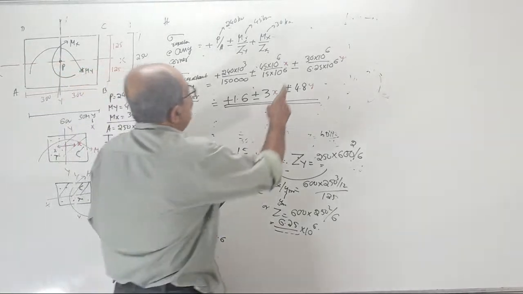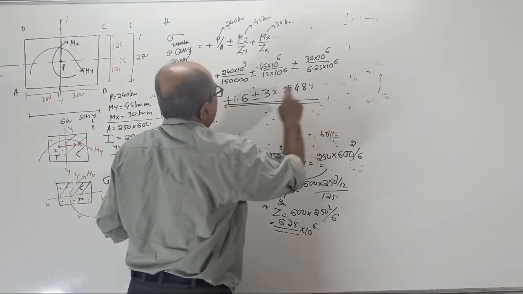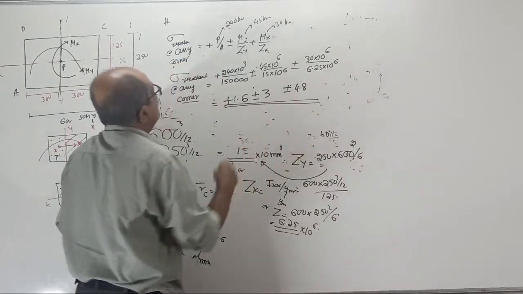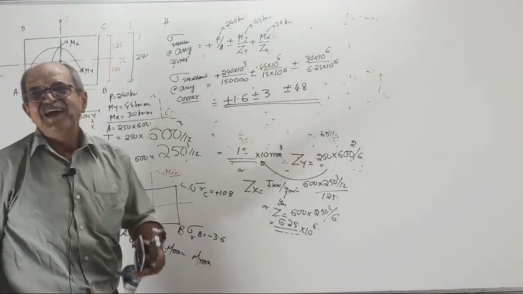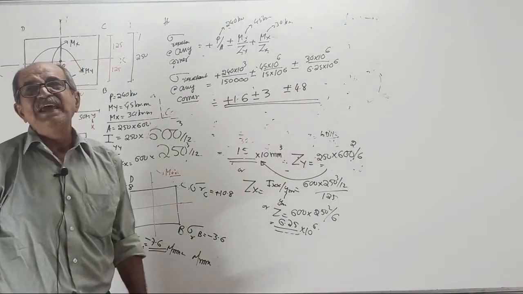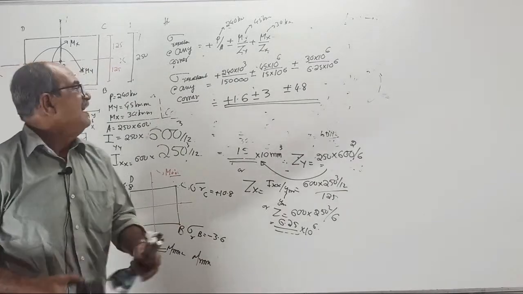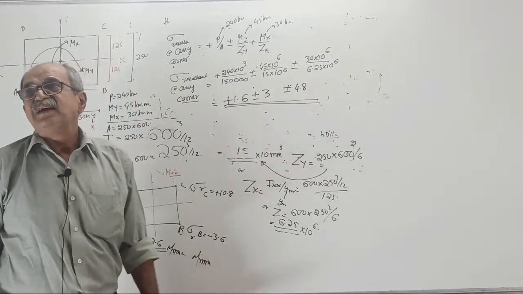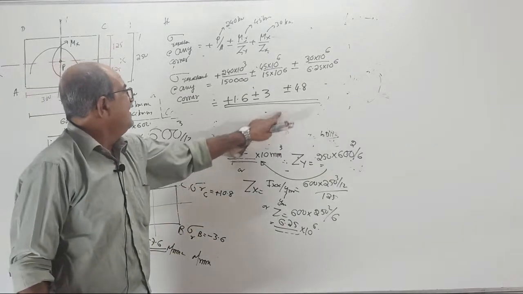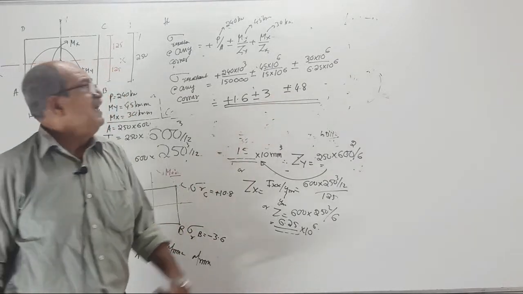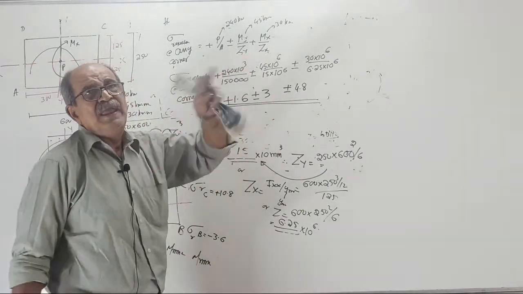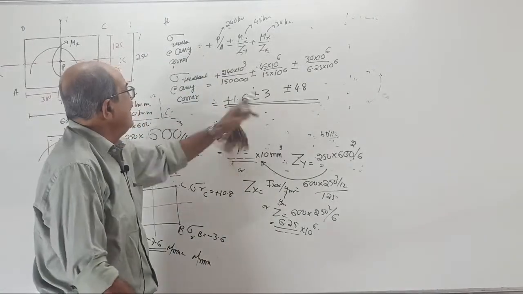M by I into Y. Sorry, now there is no X and Y. See, this is because of feeling tired. Actually, a lot of work today. I went out and came late. So that's why no X and Y. M by I into Y. No, Y is gone. Only this much.